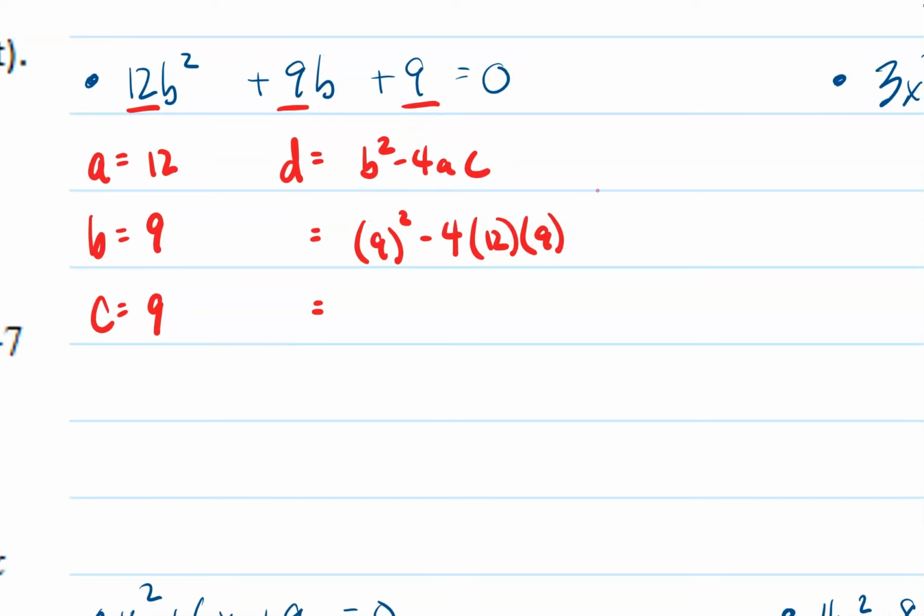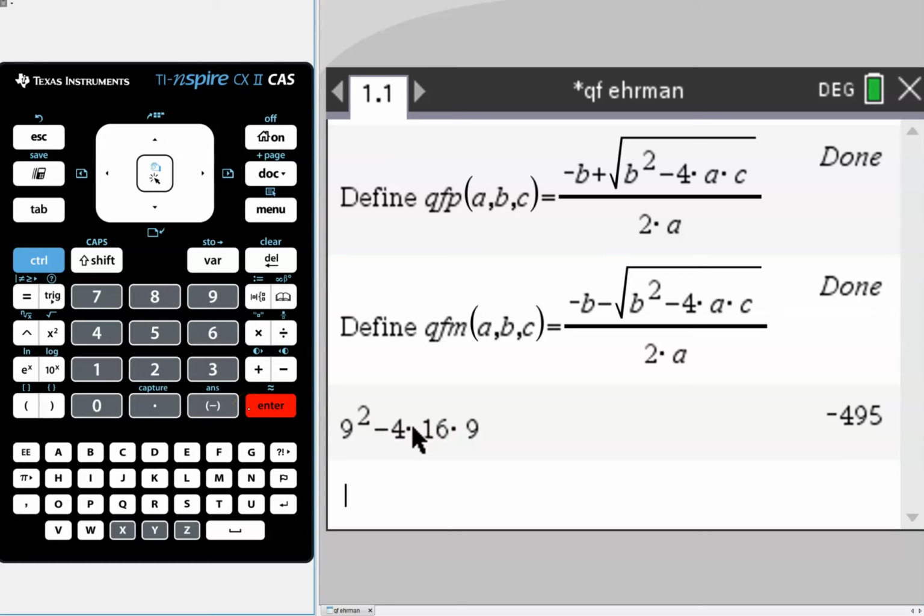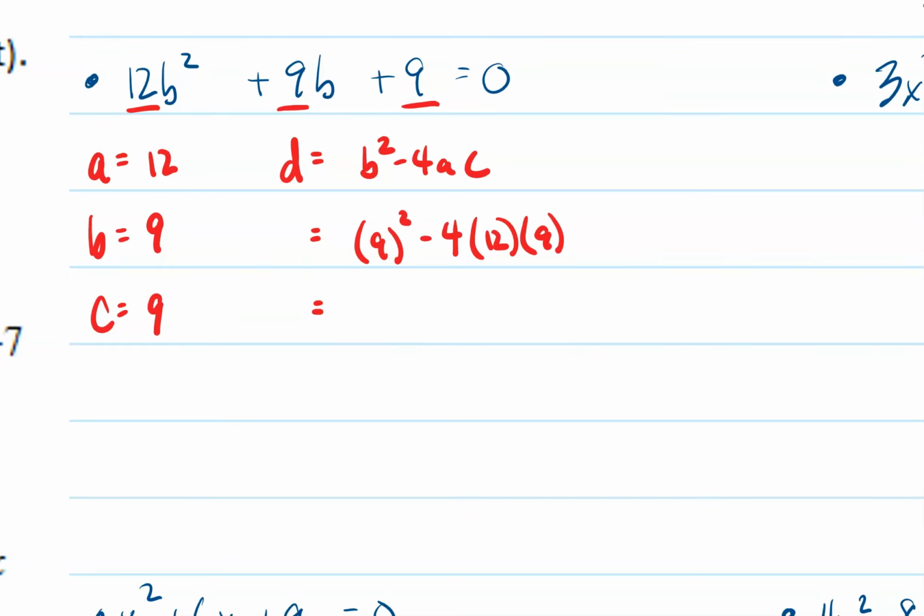Now, we could continue to do this by hand, but since a calculator might be necessary anyway, let's go ahead and compute this one with the calculator. And as long as I can recreate this expression in my calculator, I'll trust that the calculator is going through the order of operations correctly. So I have the 9 squared minus 4 times 16 times 9. I'll tap enter and I get the number negative 495.